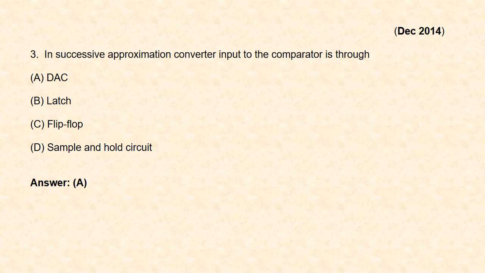Next question. This question was asked in December 2014. In a successive approximation converter, input to the comparator is through DAC, latch, flip-flop, sample and hold circuit. We know that in a successive approximation converter, input to the comparator is through the DAC, that is the digital to analog converter. So option A is the correct one.